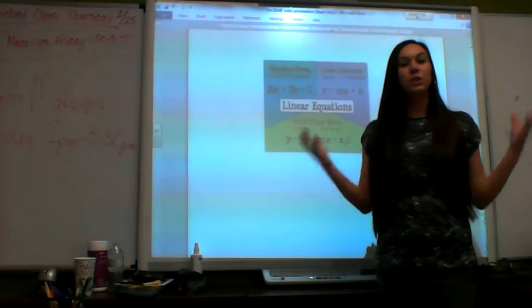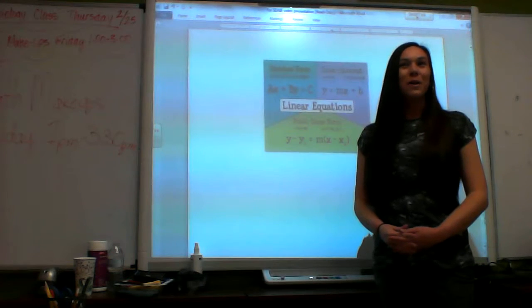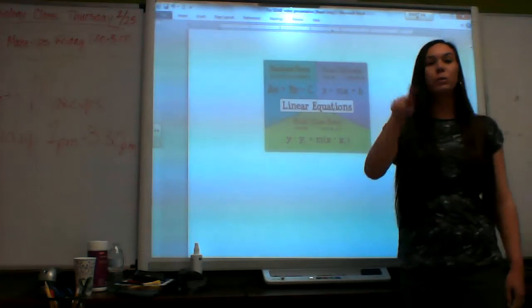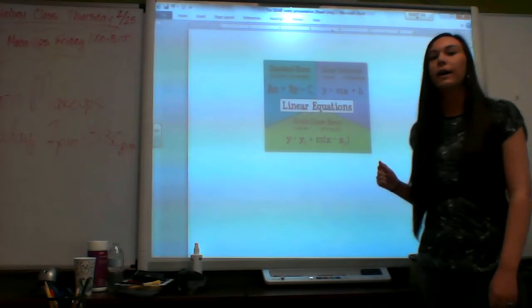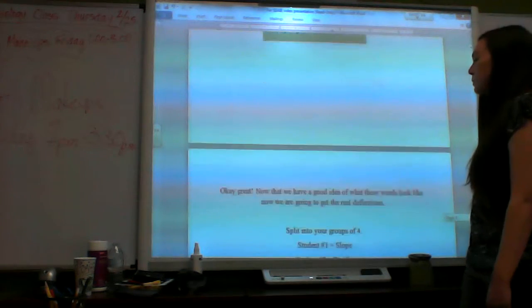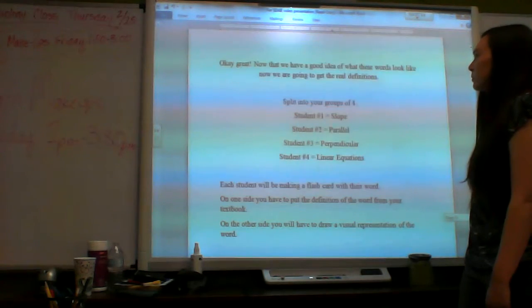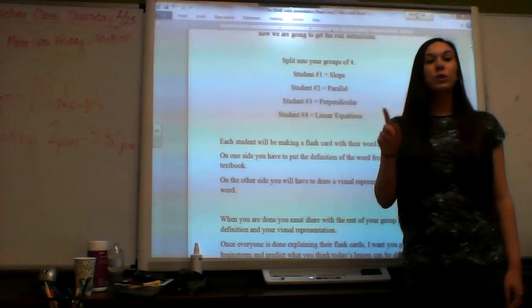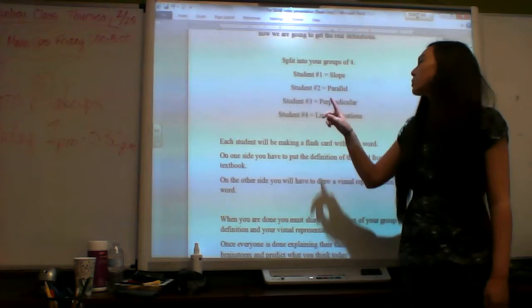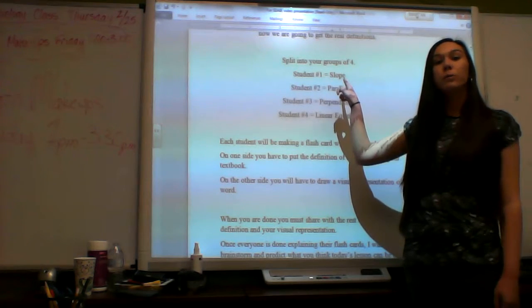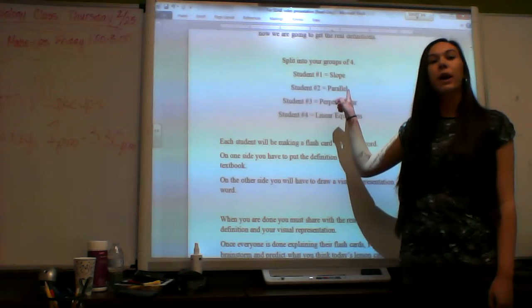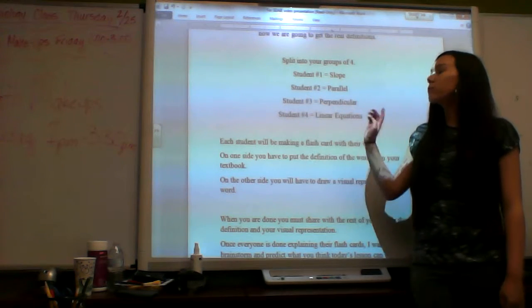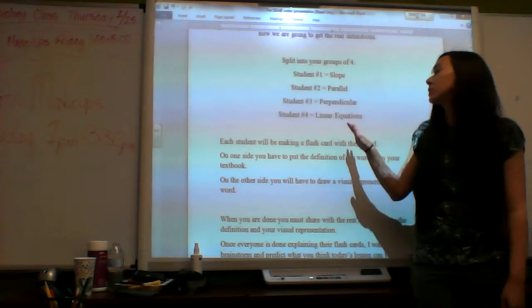So that was us visualizing the vocab words. Now we're going to do some group work. Split into your groups of 4 that we previously had. Each student is going to get a word. Student 1, you're slope. Student 2, you are parallel. Student 3, you're perpendicular. And student 4, you are linear equation.